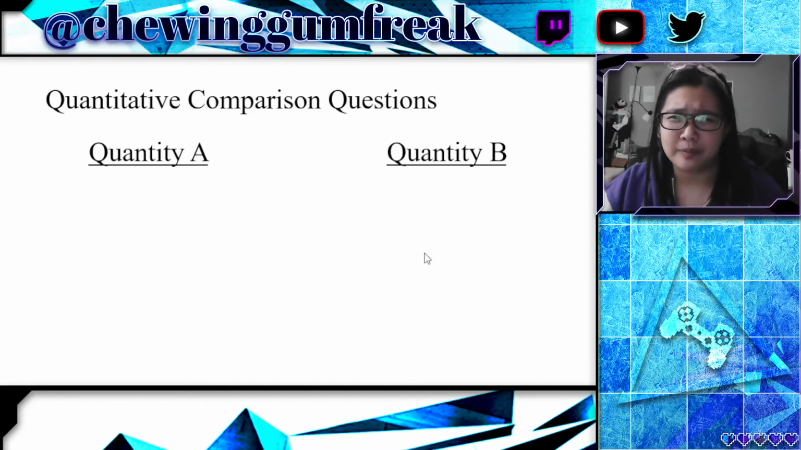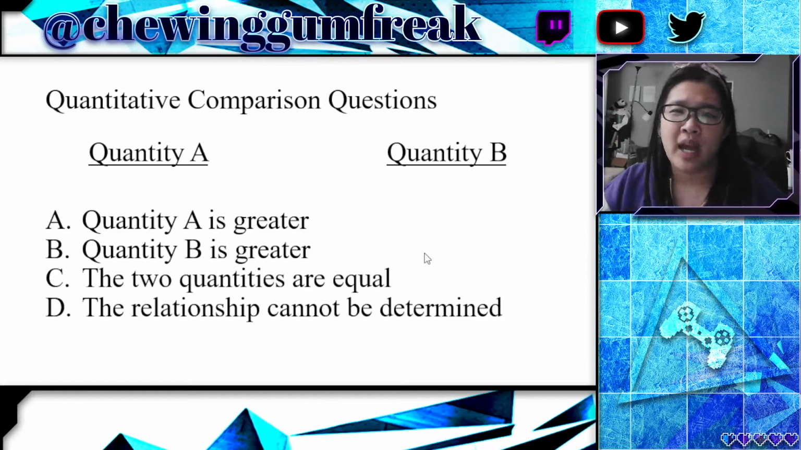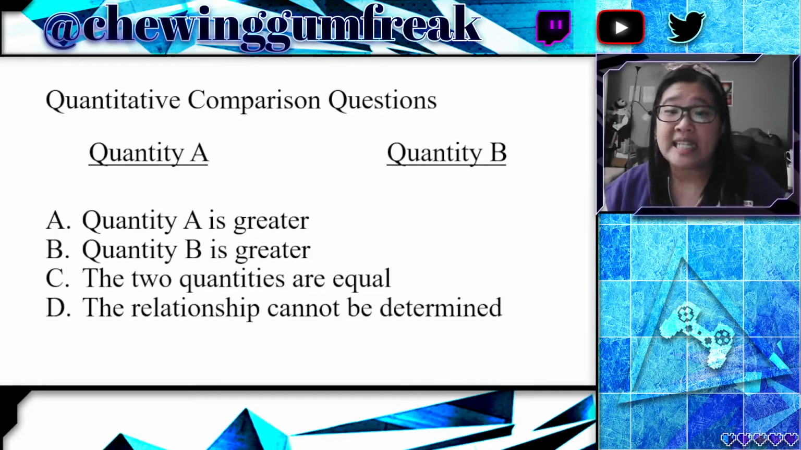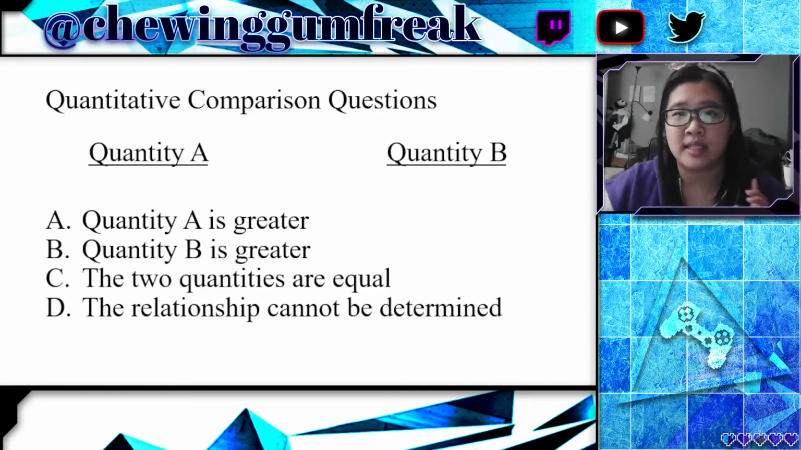When you have a question like this, sometimes you'll have a preface with some sort of explanation, and then you'll have four answer choices, which are always the same. The answer choices are A, quantity A is greater, B, quantity B is greater, C, the two quantities are equal, and D, the relationship cannot be determined. Let's get into a few examples that'll illustrate a few strategies that you can use to address some of these questions.